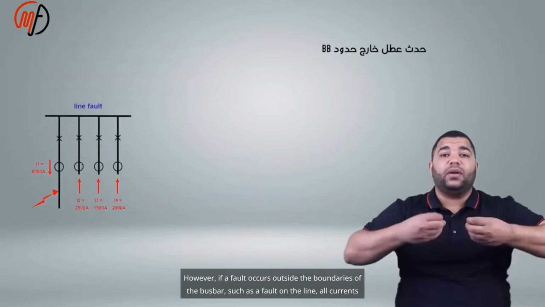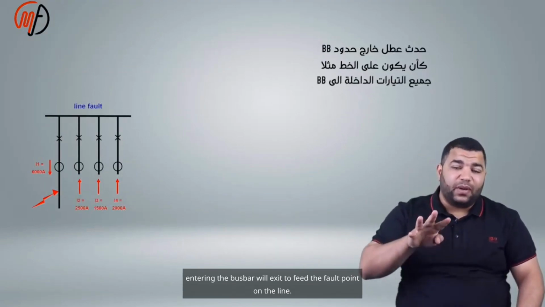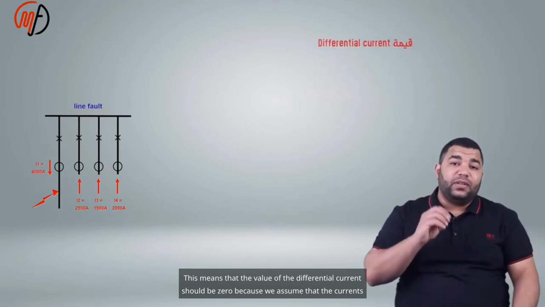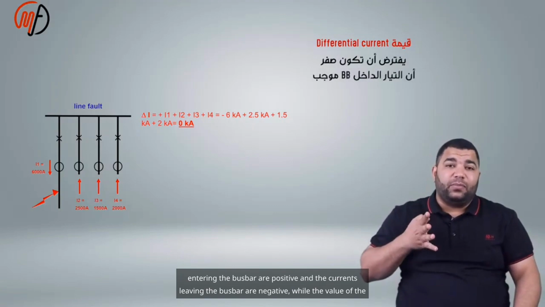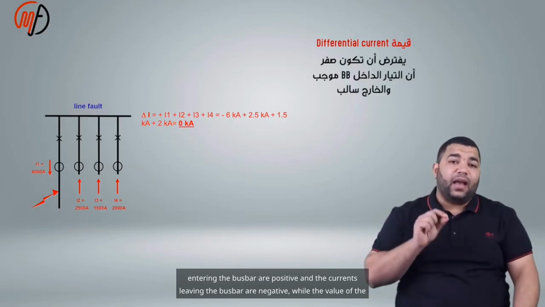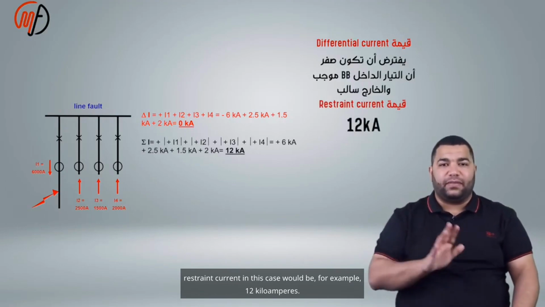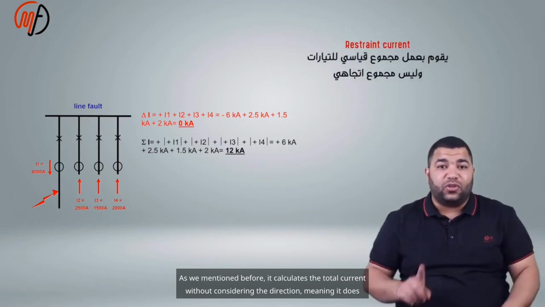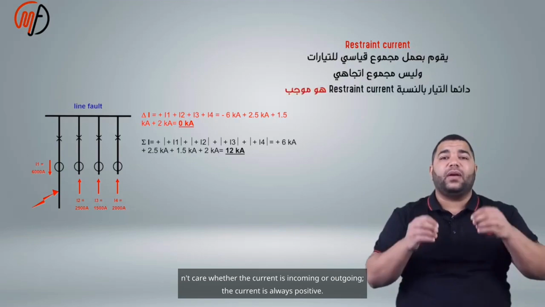However, if a fault occurs outside the boundaries of the bus bar, such as a fault on the line, all currents entering the bus bar will exit to feed the fault point on the line. This means that the value of the differential current should be 0, because we assume that the currents entering the bus bar are positive and the currents leaving the bus bar are negative, while the value of the restraint current in this case would be, for example, 12 kiloamperes. As we mentioned before, it calculates the total current without considering the direction, meaning it doesn't care whether the current is incoming or outgoing. The current is always positive.